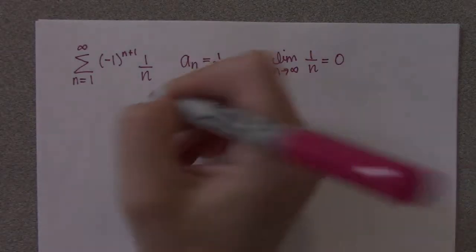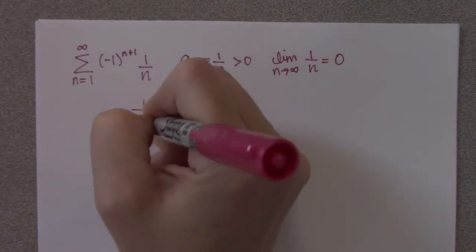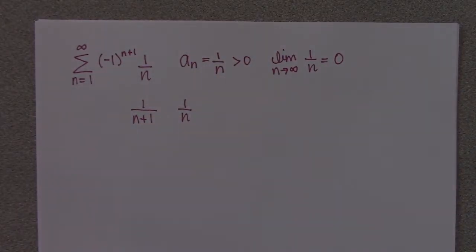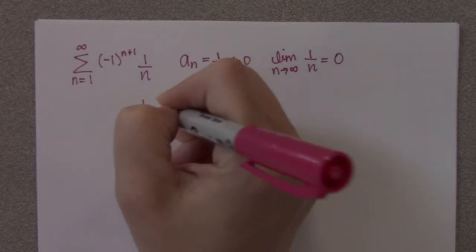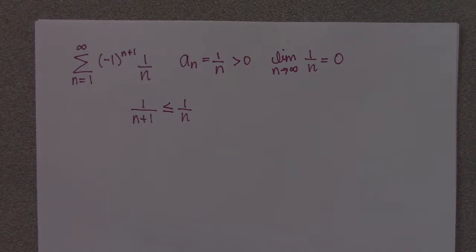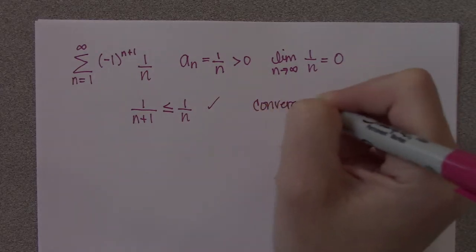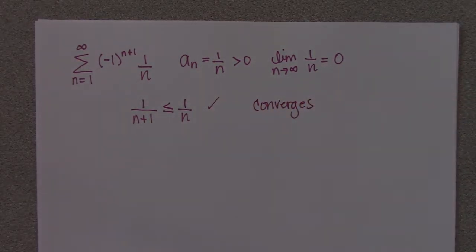And then we want to know, how does the n plus 1 term compare to the nth term? Clearly, the numerators are the same, so we don't have to worry about that. Clearly, if you make the denominator of a fraction bigger, it gets smaller. So we can actually just see from this initial setup that they are in fact going to decrease over time. So it passes the 3rd condition, so we can say the series converges.